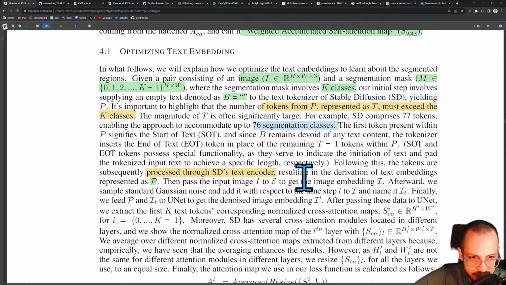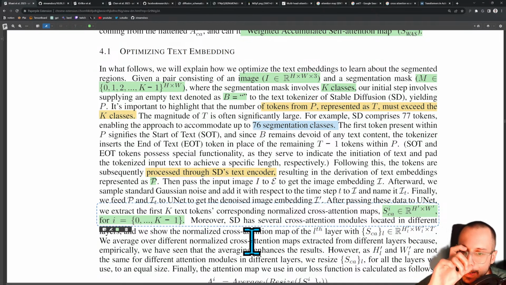Pass the input image I to the E to get the image embedding, the latent image. Afterwards, we sample standard Gaussian noise, apply it at time step t to get IT. Finally, we feed P and IT into the UNet to get the denoised image embedding I prime. This is kind of just a review of everything we've been talking about. After passing these data to the UNet, we extract the first K tokens corresponding to normalized cross-attention maps, SI. So you have your cross-attention maps, SICA, corresponding to that token. Right? So you can have a different cross-attention map for every token.